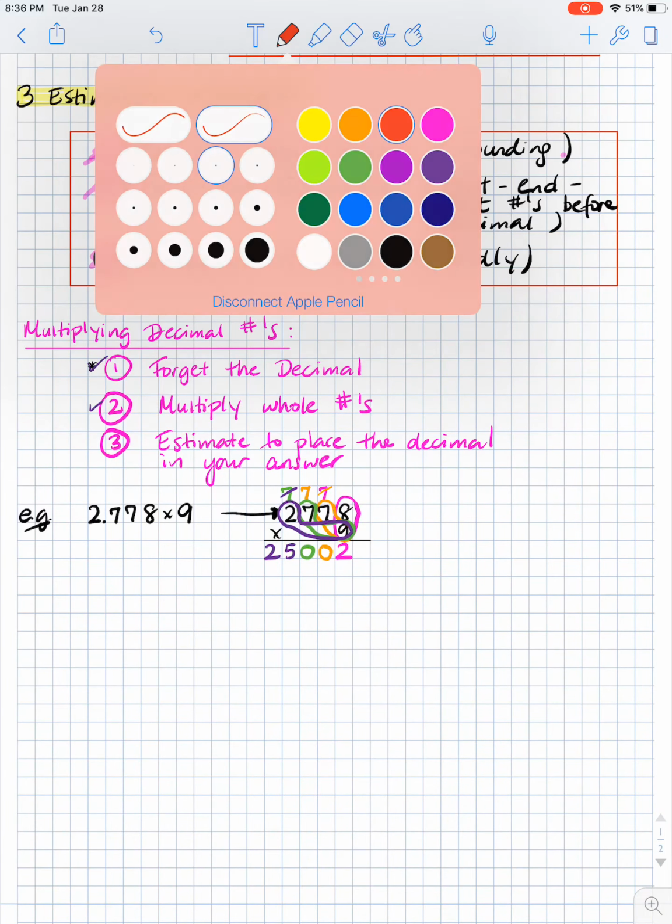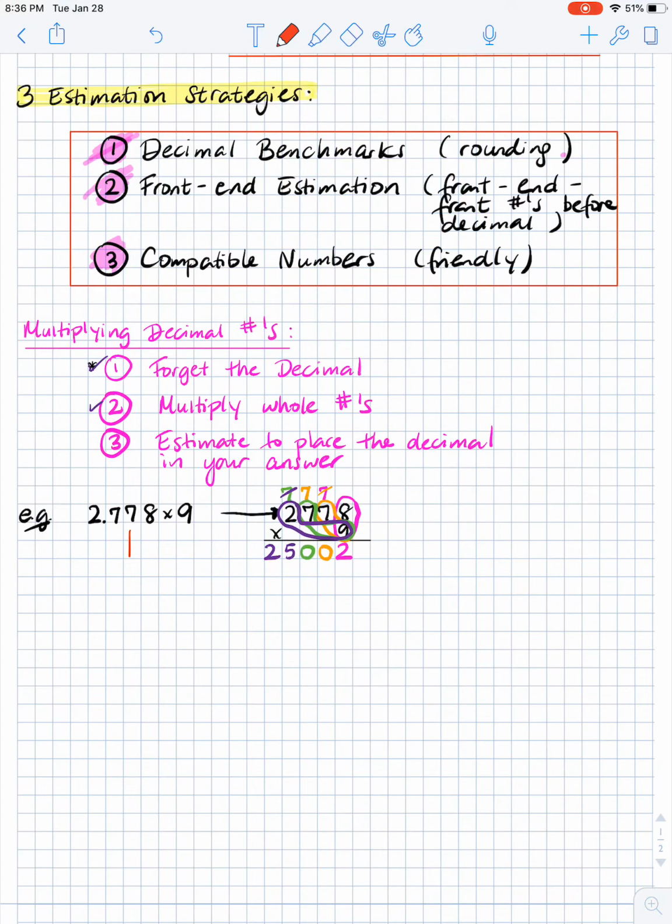Now, if you look at our original question, we've got 2 and 778 thousandths times 9. Well, okay, I'm going to access one of these strategies up here. So I'm going to go with decimal benchmarks. So my estimate using decimal benchmarks, I want you to think about what your estimate would be. So pause it and jot down what the estimate of that product would be using decimal benchmarks.